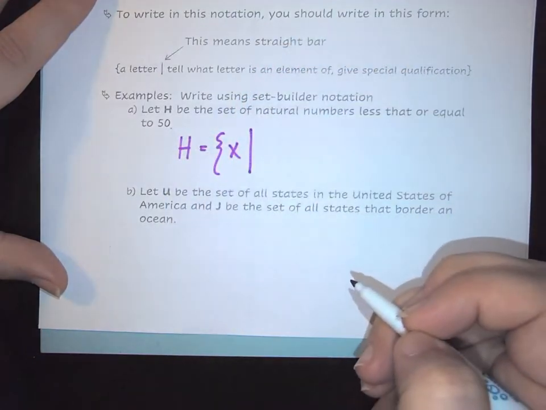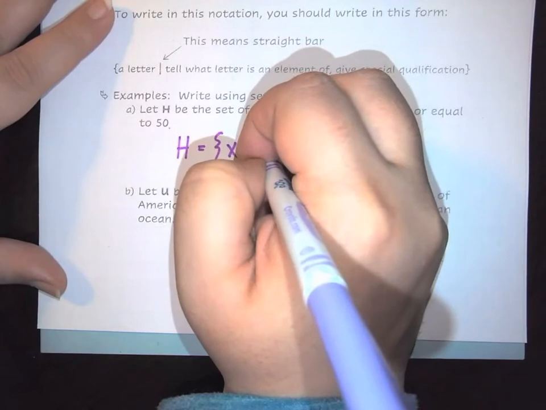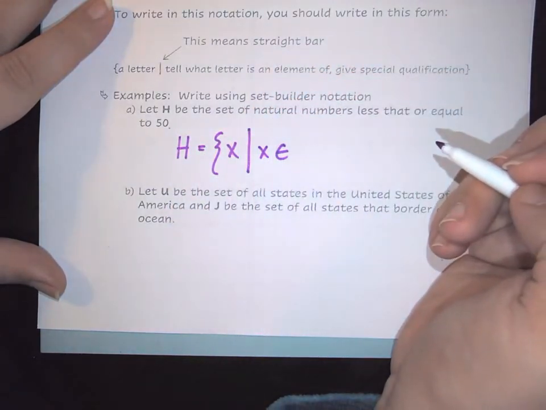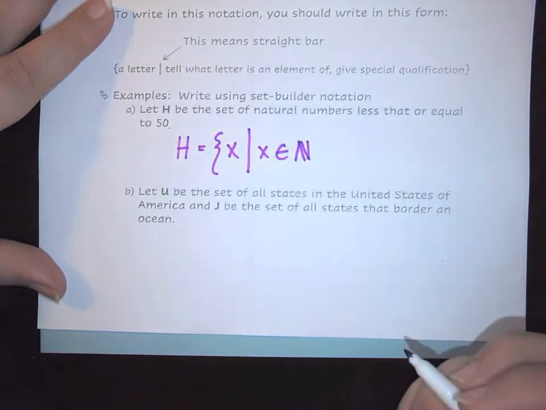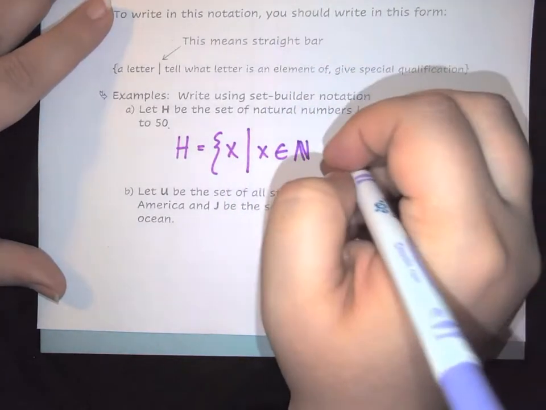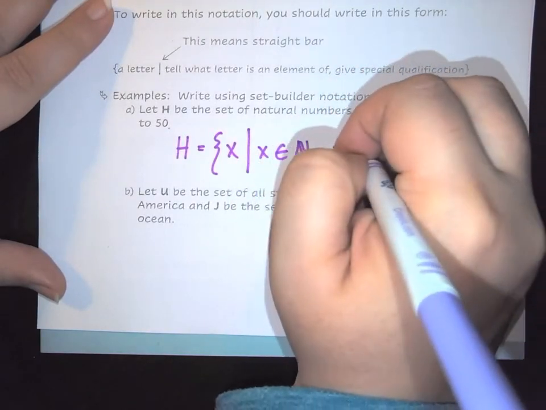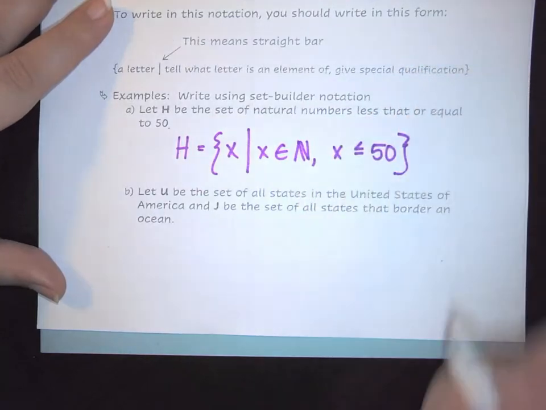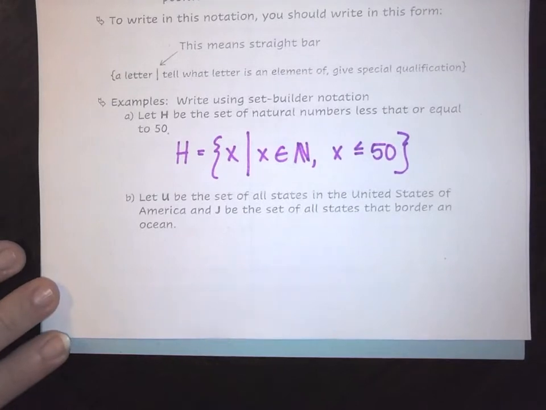Put in your straight bar, which says such that the following happens. We know that X has to be included in the set of natural numbers, so double-struck N. And X has to be less than or equal to 50. And since all we're doing is looking for the set builder notation, we don't have to do anything else from there.